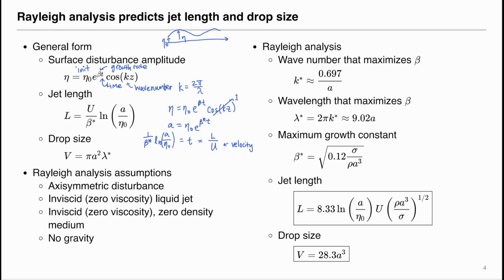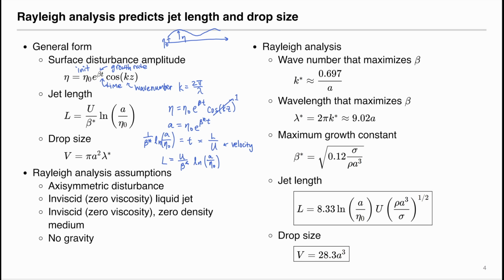If we rearrange, we arrive at L, the jet length, is equal to the velocity u divided by the maximum growth rate, multiplied by the natural log of radius divided by disturbance. At that breakup length, we can also define the maximum wavelength as lambda star. We can use that to calculate the drop size, where the volume is equal to pi times the radius squared multiplied by that disturbance wavelength.